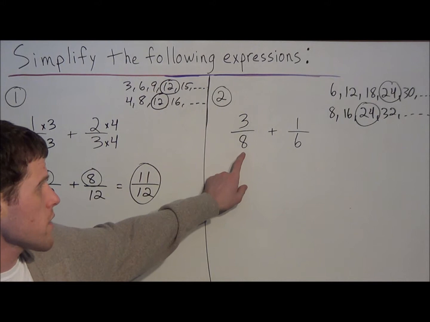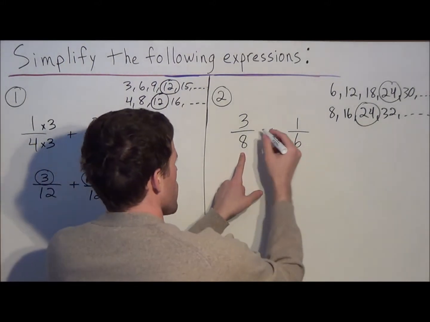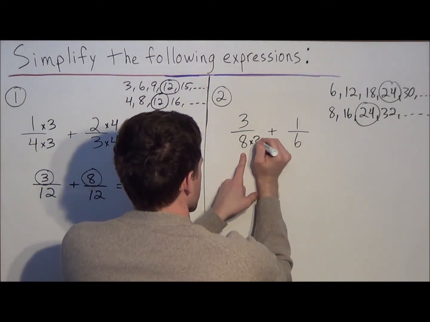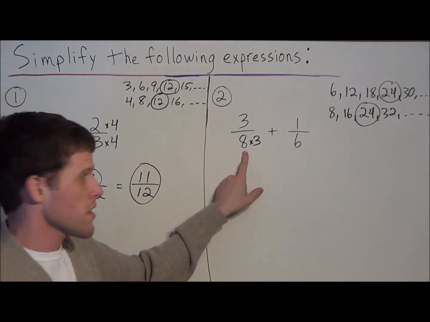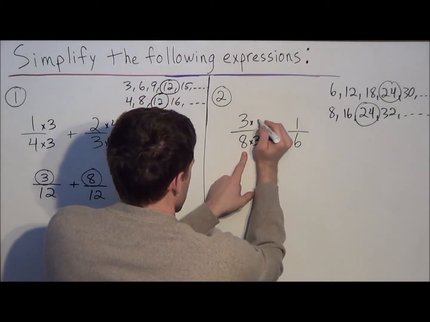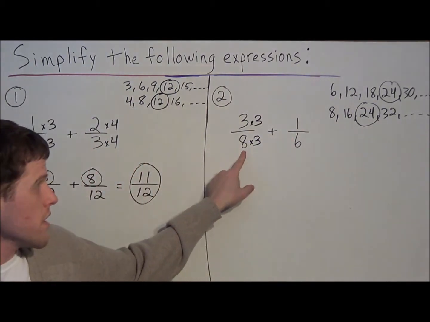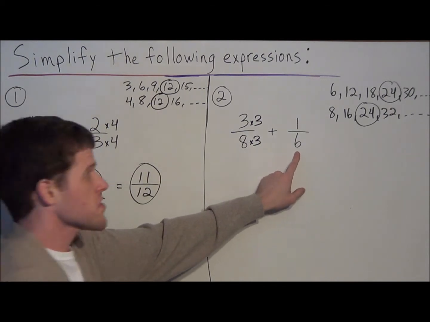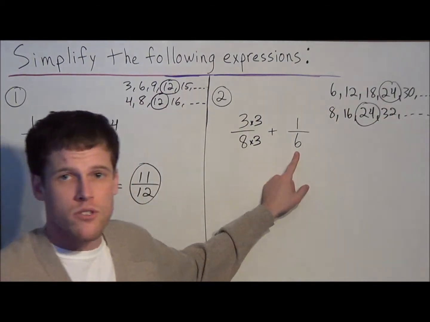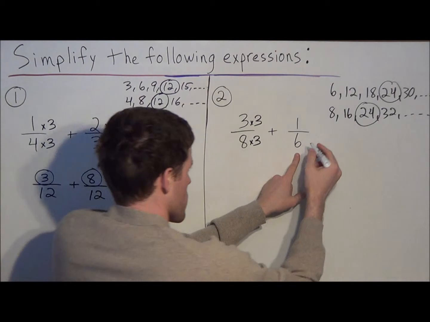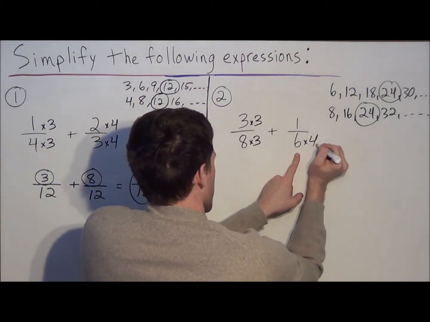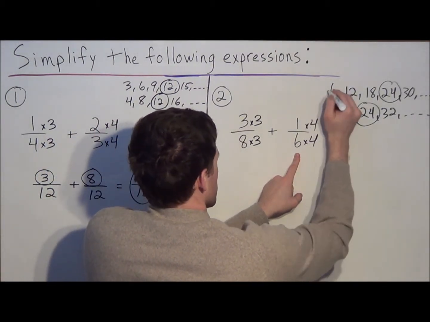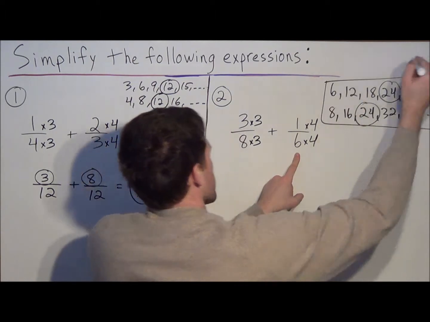So what we need to do, how do we transform 8 into 24? We need to multiply it by 3. But if we multiply the bottom by 3, we have to do the same thing up top, times 3. Now for 6, to transform 6 into 24, we need to multiply it by 4. So that means we're going to do times 4 here in the denominator, times 4 in the numerator. We're just going to section that off.